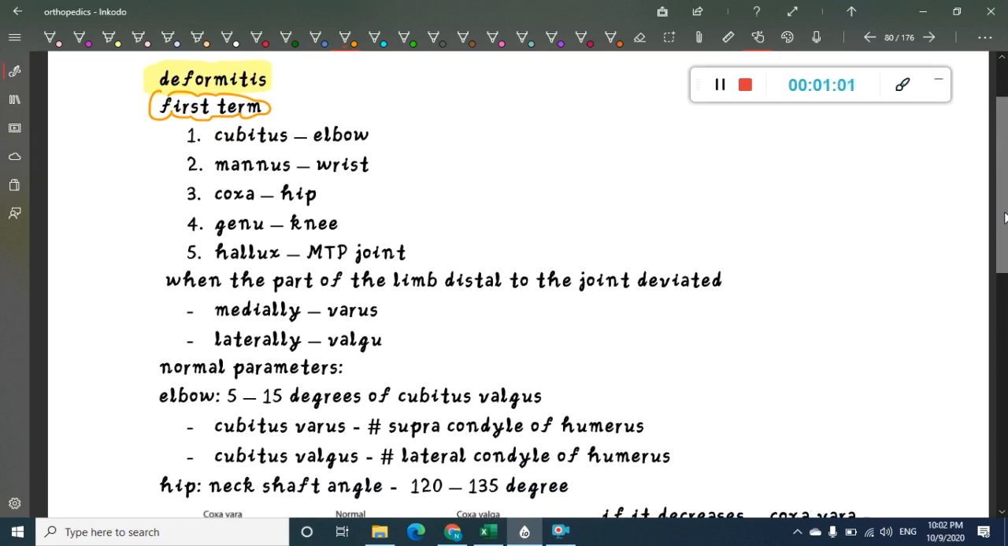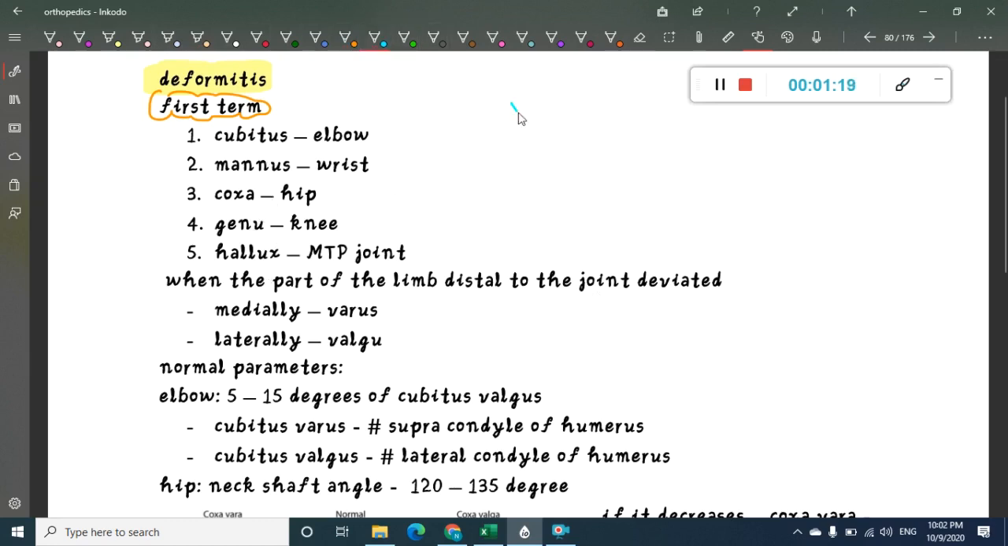Okay, when the part of the limb distal to the joint is deviated medially, we call it as varus. If it is deviated laterally, we call it as valgus. So let me just draw the picture for one. I will draw for genu.